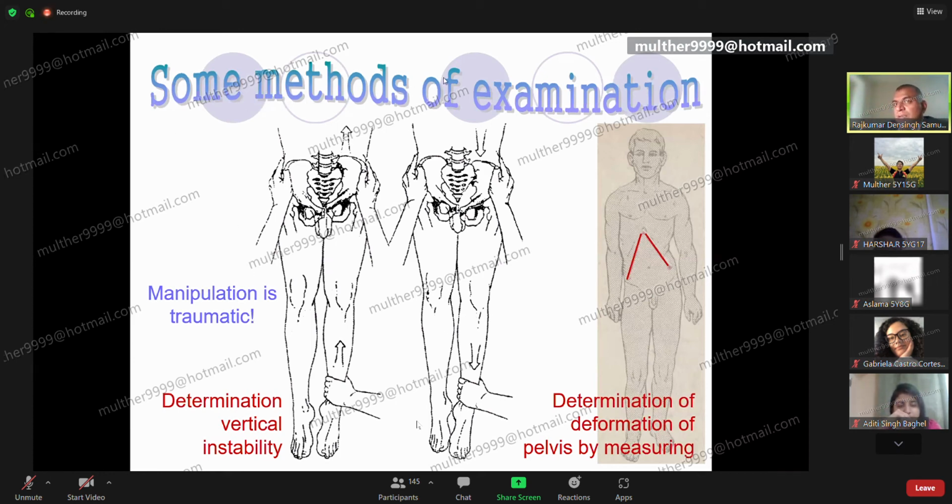Next sign. This is a very simple sign. You know the xiphoid process. We put a measuring tape from the xiphoid process to the anterior superior iliac spine, and we measure this length. It should normally be equal, but in case of a fracture with displacement, an unstable pelvic fracture, this length is going to change. Understood?